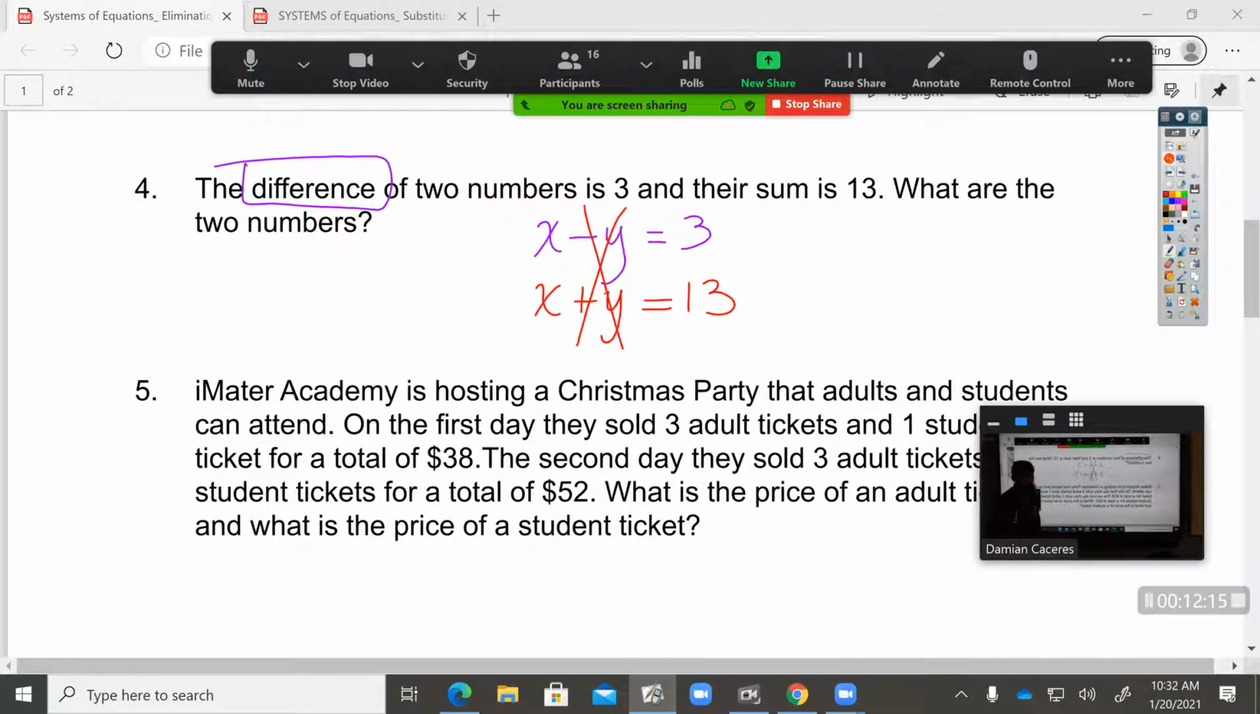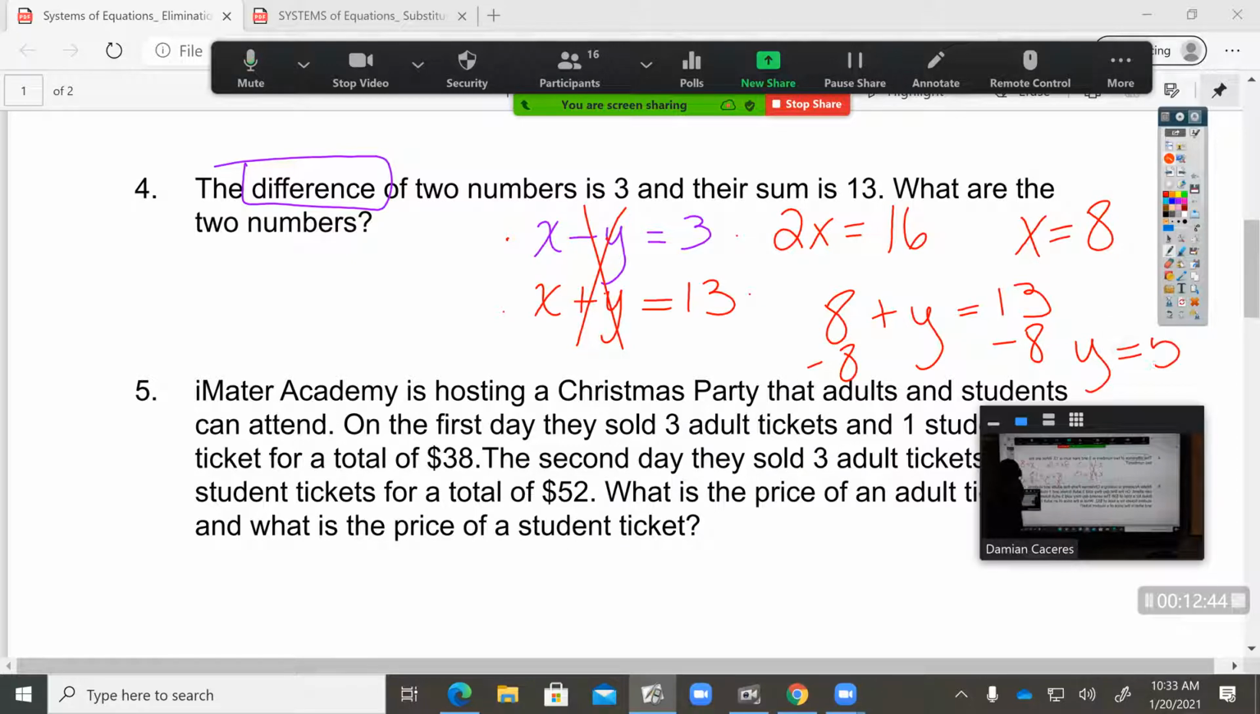Negative y plus y eliminates. X and x is 2x. 3 and 13 is 16. Now we can divide by the coefficient and we get x equals 8. Now you plug in that 8 to any equation. So 8 plus y equals 13. Only step I got to do to solve this is subtract 8 from both sides. That leaves me with y equals positive 5. So my two numbers are 8 and 5. Do they add up to give you 13? Yes, they do. Do they subtract to give you 3? Yes, they do. So we did it correctly.